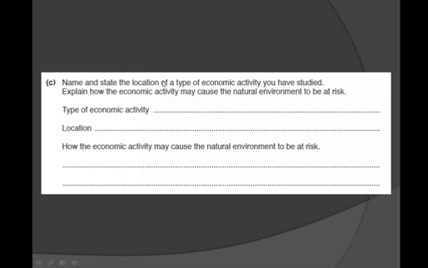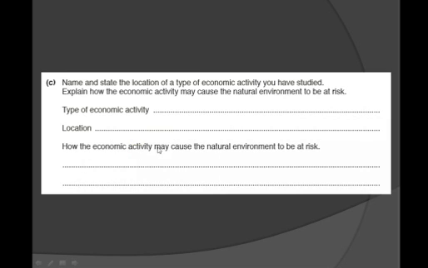Name and state the location of a type of economic activity you have studied. We are studying industry right now, which is an economic activity. Explain how the economic activity may cause the natural environment to be at risk. So type of economic activity, you could put industry. Location, I mentioned the Ruhr industrial complex in Germany, you could put that.